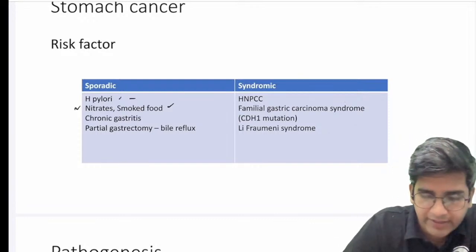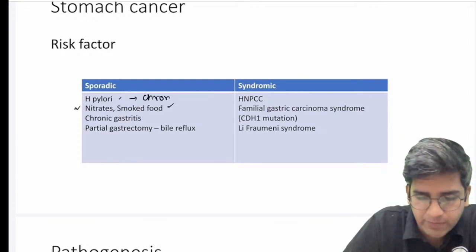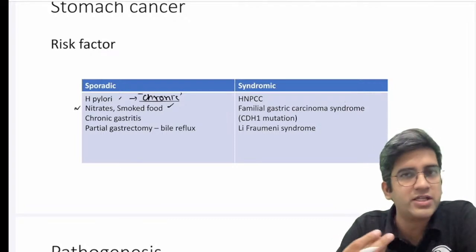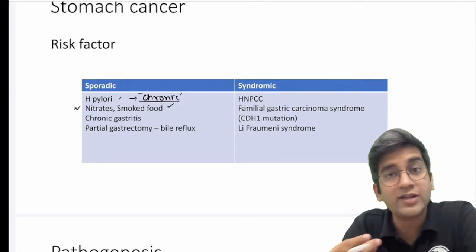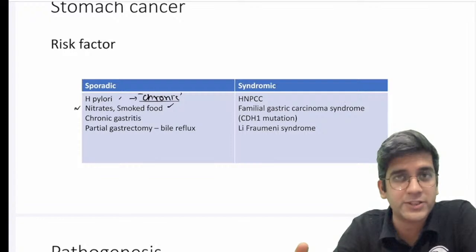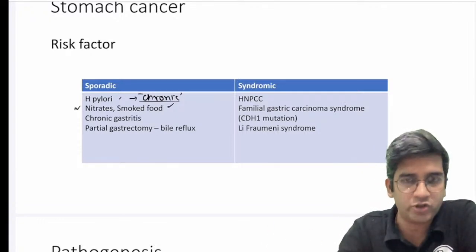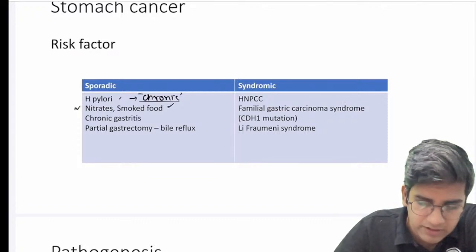H. pylori, indirectly it has to be chronic H. pylori gastritis. The word chronicity is very, very important. Only chronic H. pylori gastritis will increase the risk of stomach cancer, or any chronic gastritis. It could be chronic autoimmune gastritis also. Slightly, there will be an increase in risk of gastric adenocarcinomas, right? Any chronic gastritis for that matter, not just H.